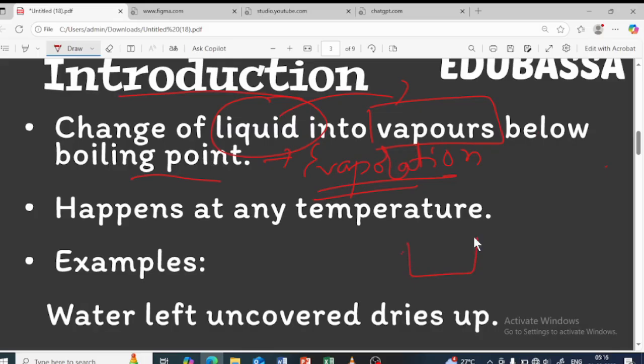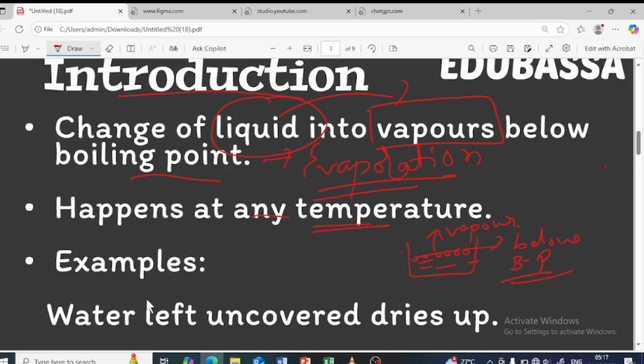For example, if I am keeping a vessel filled with water in the open atmosphere, what happens? The particles of the liquid that are present on the surface will be converted into which state? Vapor state, at any temperature but below the boiling point. Below the boiling point, at any temperature, is said to be what? Evaporation. As I told you, it is going to take place at any temperature.